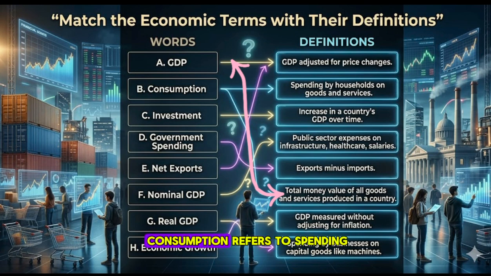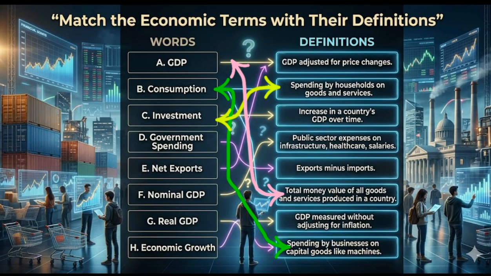Next one, consumption, refers to spending by households on goods and services. Investment means spending by businesses on capital goods like machines and equipment. Government spending is public sector expenses on infrastructure, healthcare, and salaries. Net exports, these are exports minus imports.